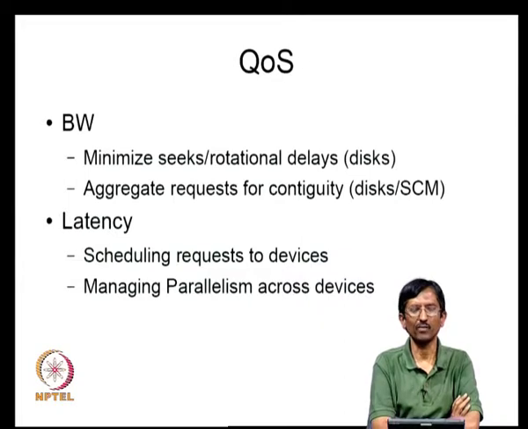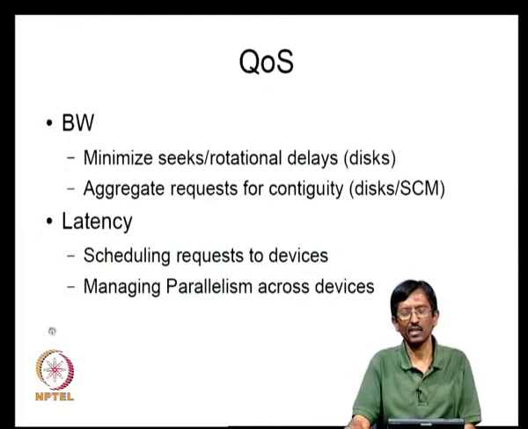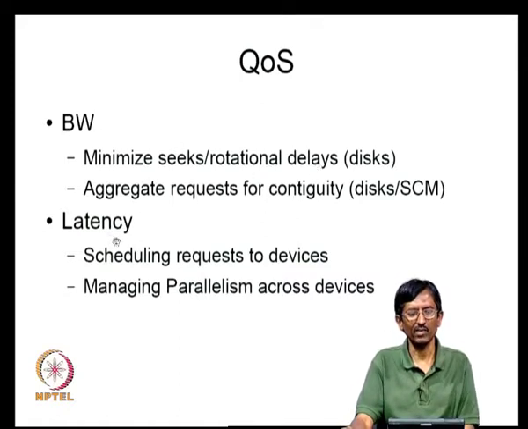For example, one way to provide high bandwidth in the case of electromechanical components like disks is to minimize the number of seeks and rotational delays, or you aggregate requests for contiguity. You have to do an extensive amount of aggregation and clustering. This is the only way to ensure that your bandwidth doesn't decrease, because the minute you start having seeks and rotational delays, you are talking about multiple milliseconds, and that itself will kill your bandwidth. And in the case of latency, you have to do some scheduling.